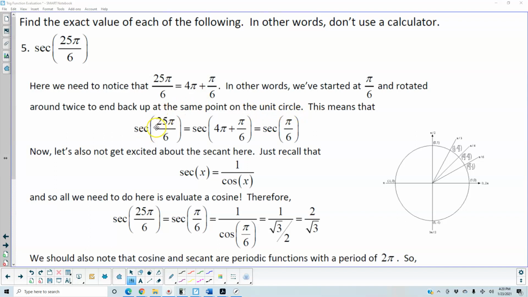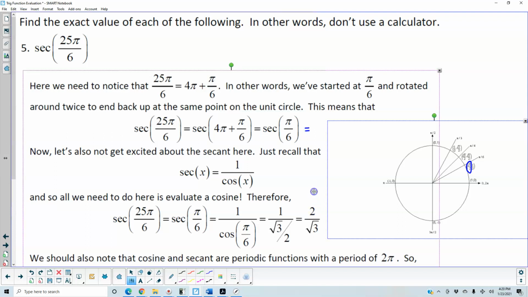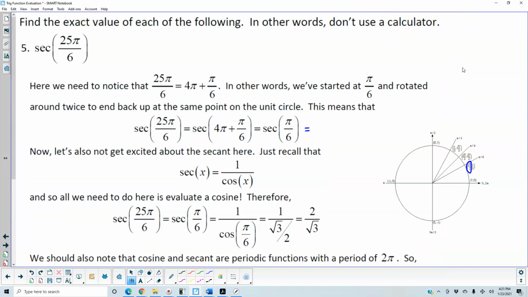This means that the secant of 25 pi over 6 is equal to the secant of 4 pi plus pi over 6, which is equal to secant of pi over 6. Now, what is the secant of pi over 6? Well, recall here that that is 1 over cosine. So if we take a look at the cosine, we can see that the value of the cosine at pi over 6 is the square root of 3 over 2. So this actually means 1 over the square root of 3 over 2.